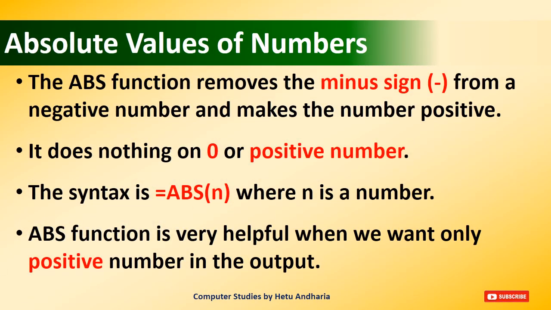The first function is to find the absolute values of numbers. For that, the function which is used is the ABS function. Whether it is written in all capital or in small, it doesn't make any difference. The ABS function removes the minus sign from a negative number and makes the number positive.